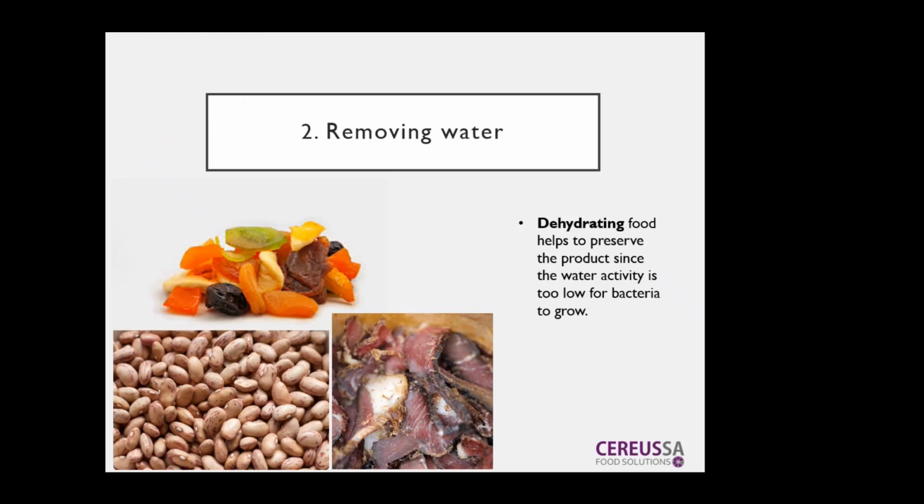Another growth requirement is water. So we can remove moisture from a product, and we do that through dehydration. Now, dehydrating food helps to preserve the product since the water activity is too low for bacteria to grow. Now, remember that our pathogens all require quite a high water activity. In other words, they need moisture to grow. So by taking the moisture out of the product, we prevent the pathogen from being able to grow in that product.